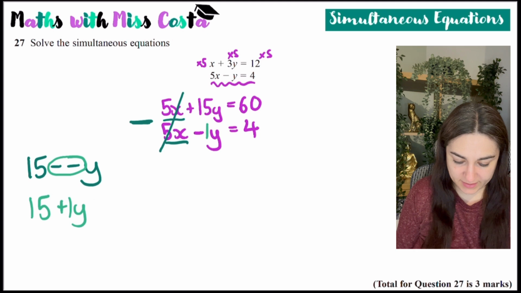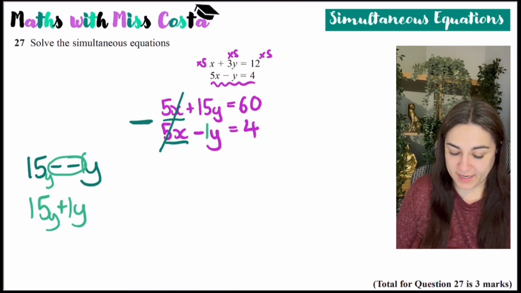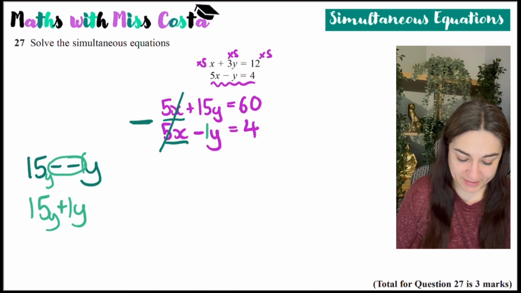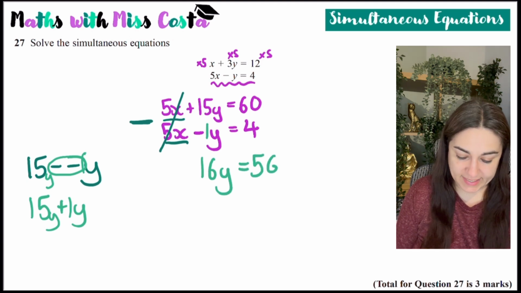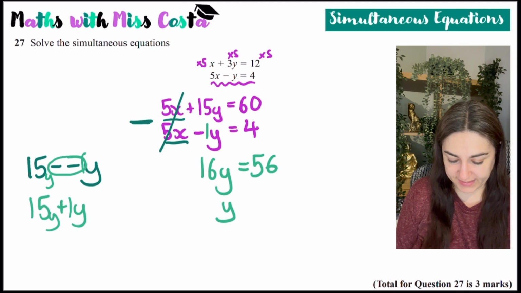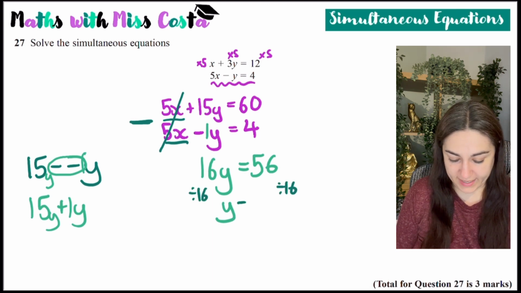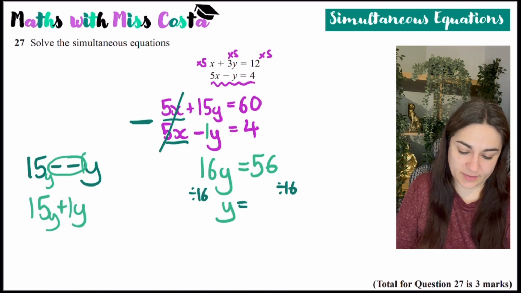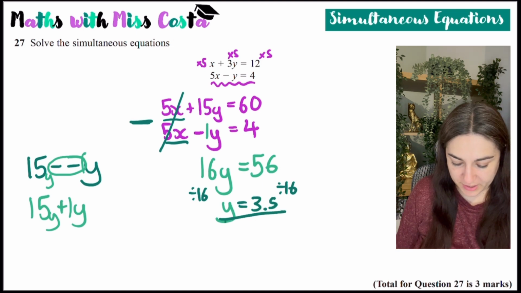So 15y, that was meant to say 15y minus negative y. So 15y take away negative y is the same as saying 15y plus y, which would give me 16y. And then 60 take away 4 is 56. So now I've just got an equation, and to figure out what y is, I'm going to have to divide by 16. So 56 divided by 16 is 3.5. So I know that my value of y is 3.5.